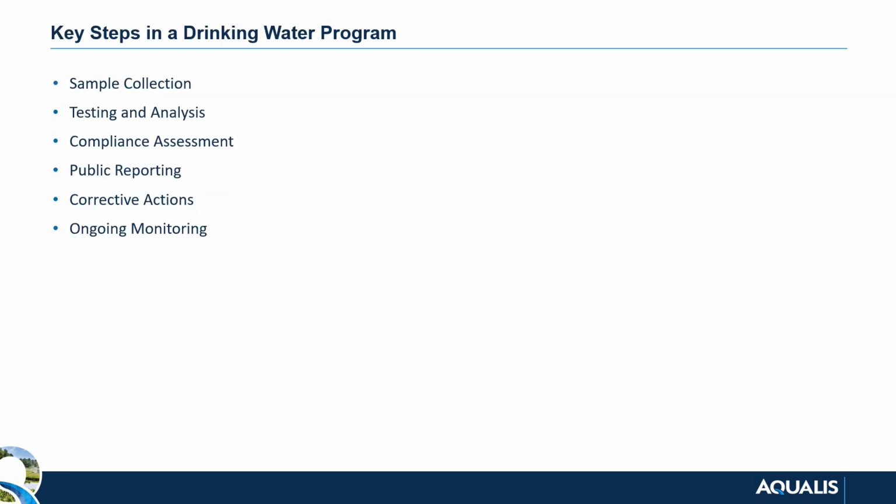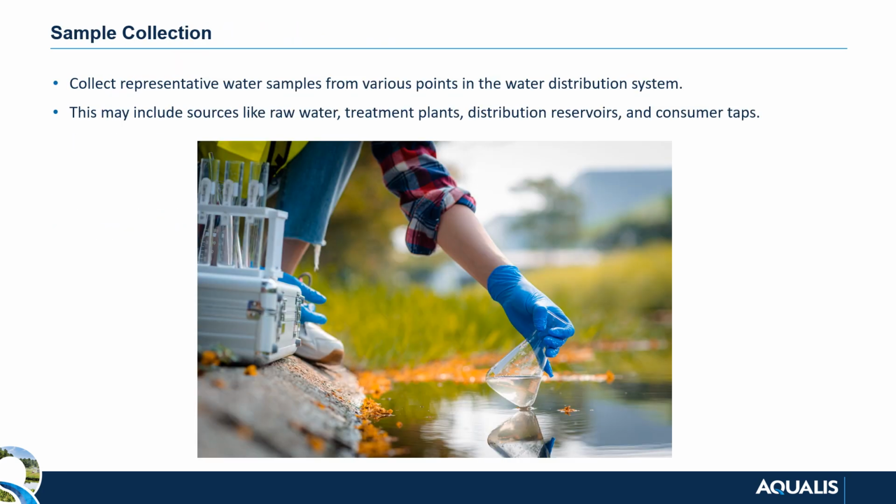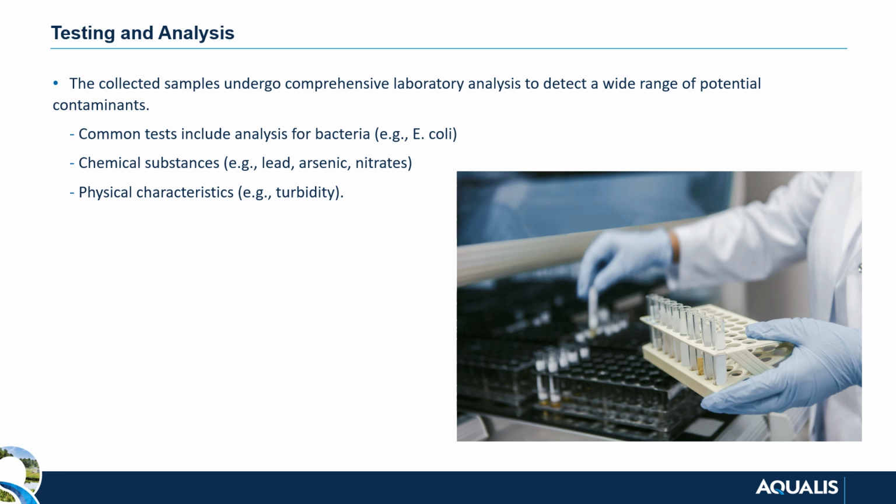Key steps in a drinking water program. Sample collection: collect representative water samples from various points in the water distribution system. This may include sources like raw water, treatment plants, distribution reservoirs, and consumer taps. Testing and analysis: the collected samples undergo comprehensive laboratory analysis to detect a wide range of potential contaminants. Common tests include analysis for bacteria, chemical substances, and physical characteristics.